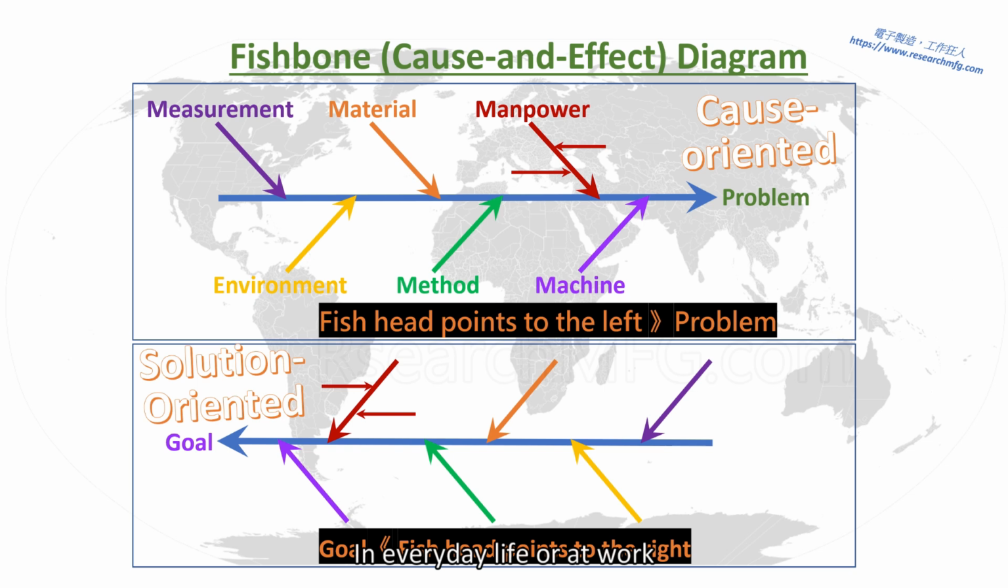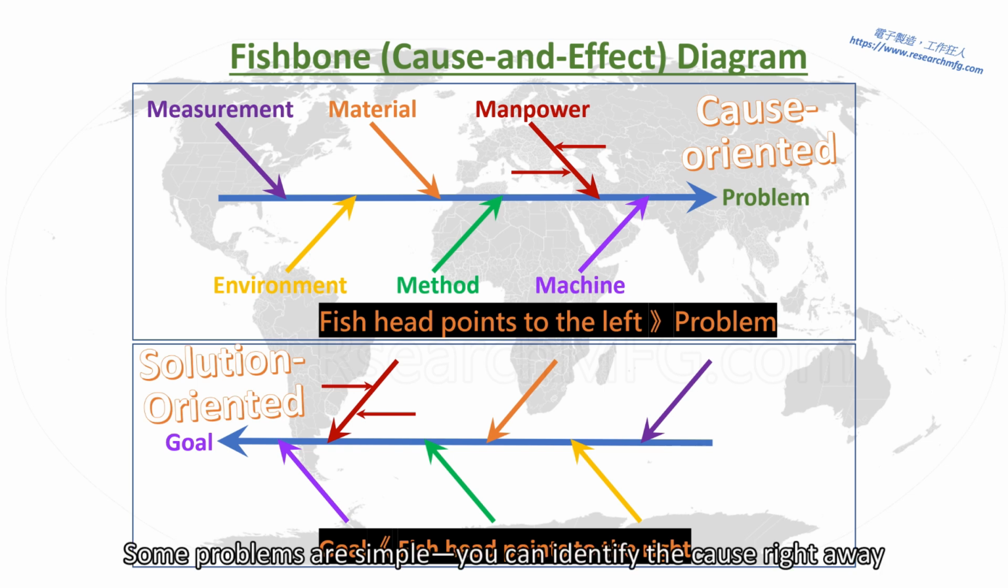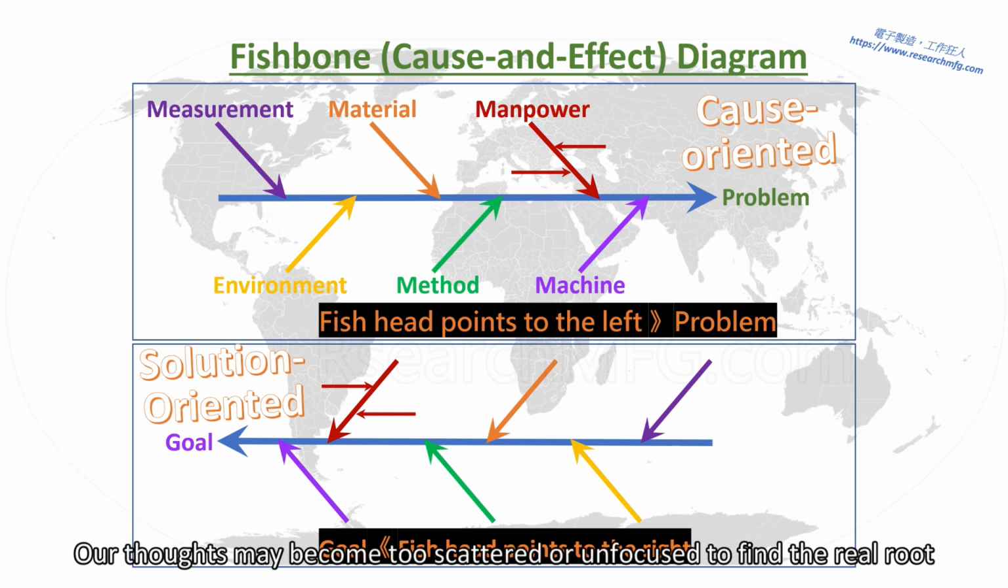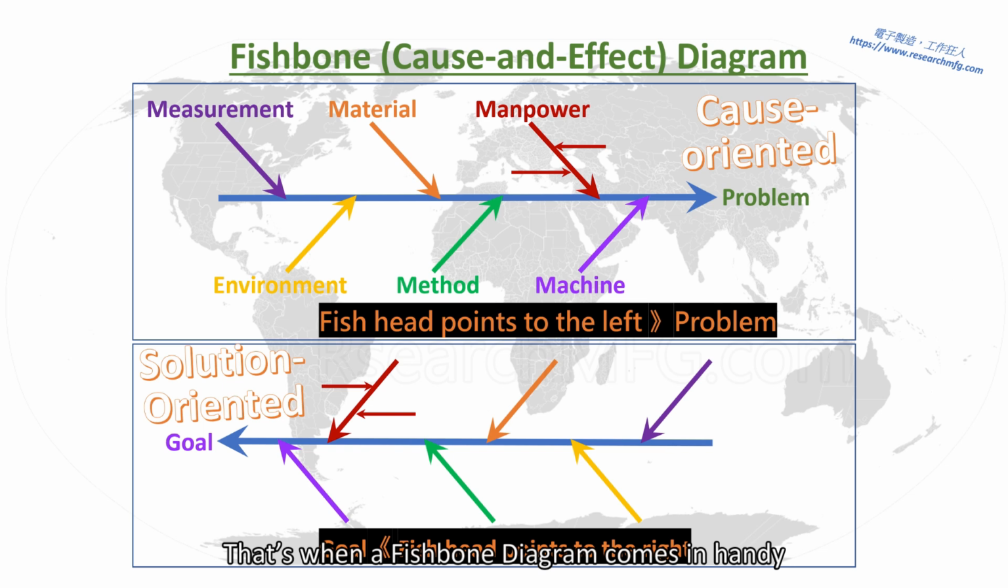In everyday life or at work, we often face issues. Some problems are simple. You can identify the cause right away, so no diagram is needed. But other times, the cause is hidden and hard to figure out. Our thoughts may become too scattered or unfocused to find the real root. That's when a fishbone diagram comes in handy. It helps you sort out all those scattered thoughts, narrow them down, and find the main possible causes. After that, you can collect data, use stratification analysis, or prioritize the possible causes, verify them one by one, and finally take action with a solid, long-term solution.